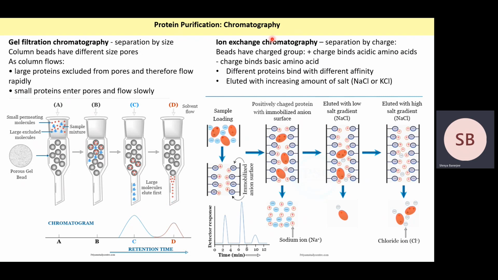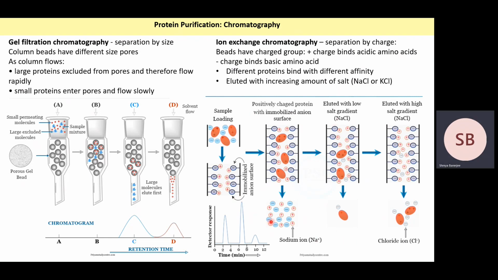Next, we have ion exchange chromatography, and the principle is separation by charge. So the beads have charged groups. If the charged group in the stationary bead is positive, it will bind negative, that is acidic amino acids. And if the charged beads are negative, they will bind positive groups like basic amino acids. So different proteins will bind with different affinity, and then they can be eluted with increasing amount of salt.